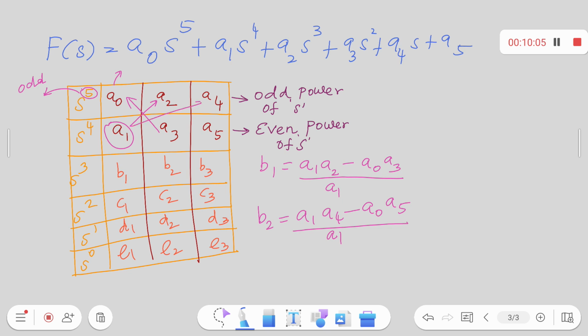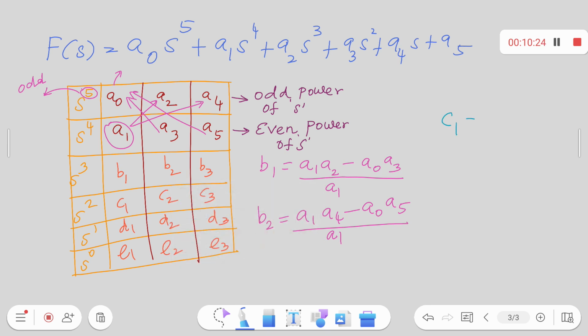So a1 into a4 minus a0 into a5 divided by a1 gives you b2. Next b3 is a1 into the next coefficient after a4. Here after a4 there is nothing, so b3 will be 0. Next I will explain how to find c1.